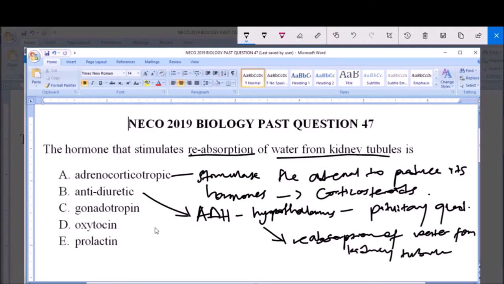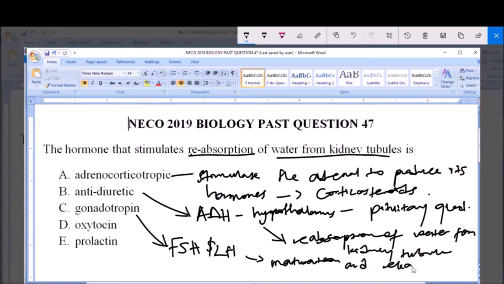Now option C is gonadotropin hormone. The gonadotropin hormones include the FSH, that's the follicle stimulating hormone, and the LH, the luteinizing hormone. These two hormones are concerned with the maturation and release of gonads.